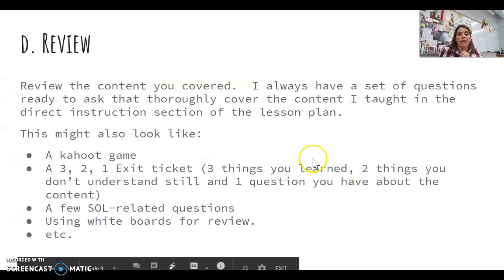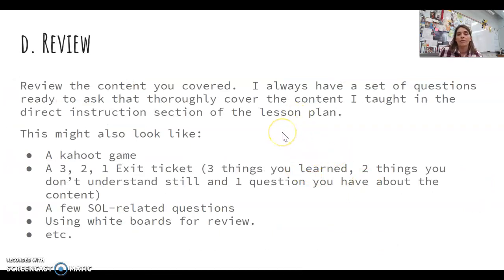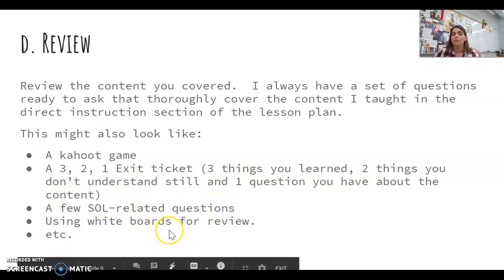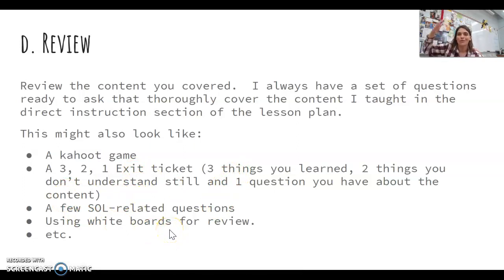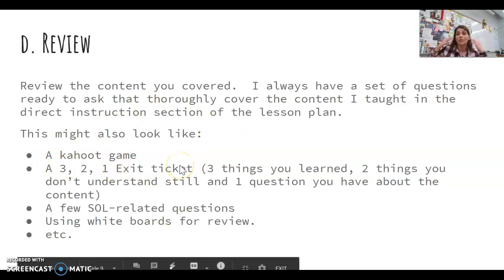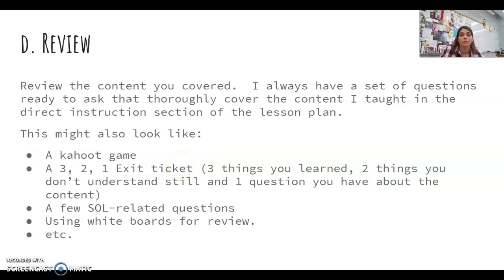Then you're going to review the content you covered. Sometimes that review can be something a little complicated, like a Kahoot game. Or maybe it's just a 3-2-1 exit ticket where they tell you 3 things they learned, 2 things they didn't, so on and so forth. You could have some whiteboard review questions, or just throw up one of those old SOL questions and see how well they do with that. But you do want some sort of review to make sure that they were listening. Okay, sometimes this is graded, sometimes it's not. It's up to you how you want to do that.